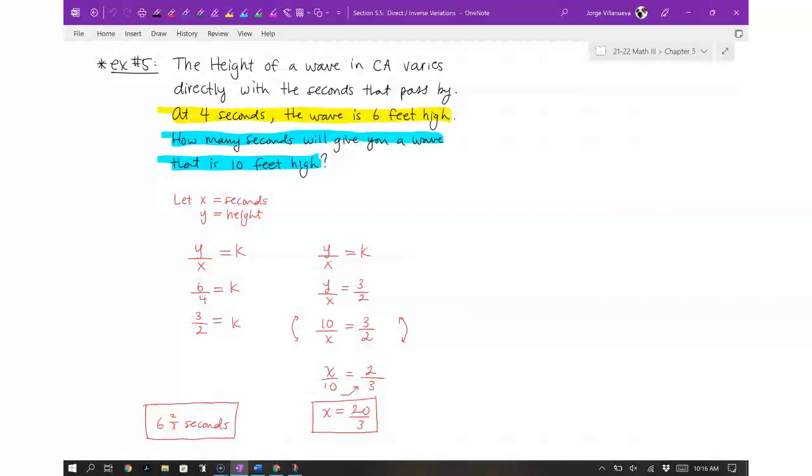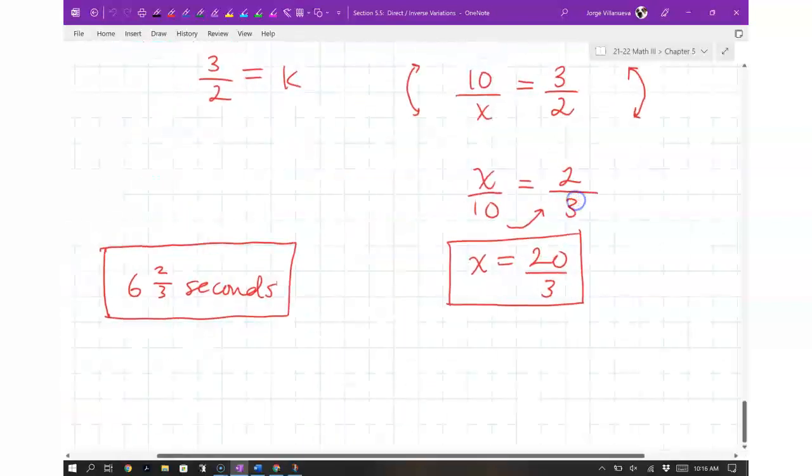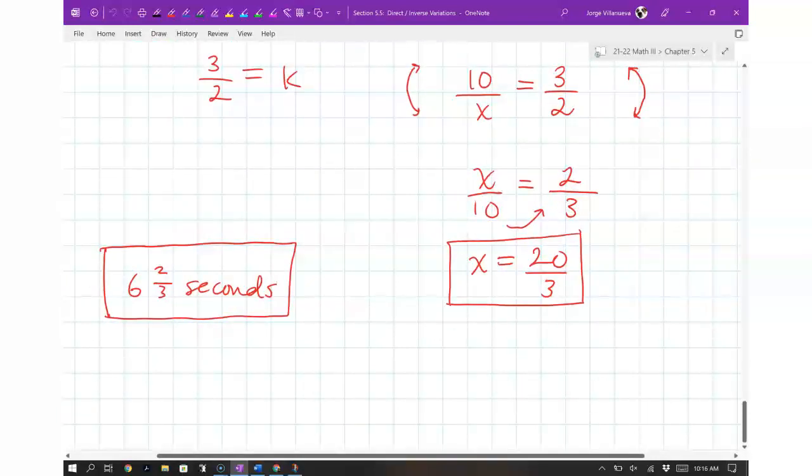Where did you get the 6? Oh, the 6 2/3? That's 20 over 3. I just wrote it as a mixed number. That's all. 3 goes into 20 6 times. That's 18 with remainder 2, so 2/3. Yeah, 6 2/3.